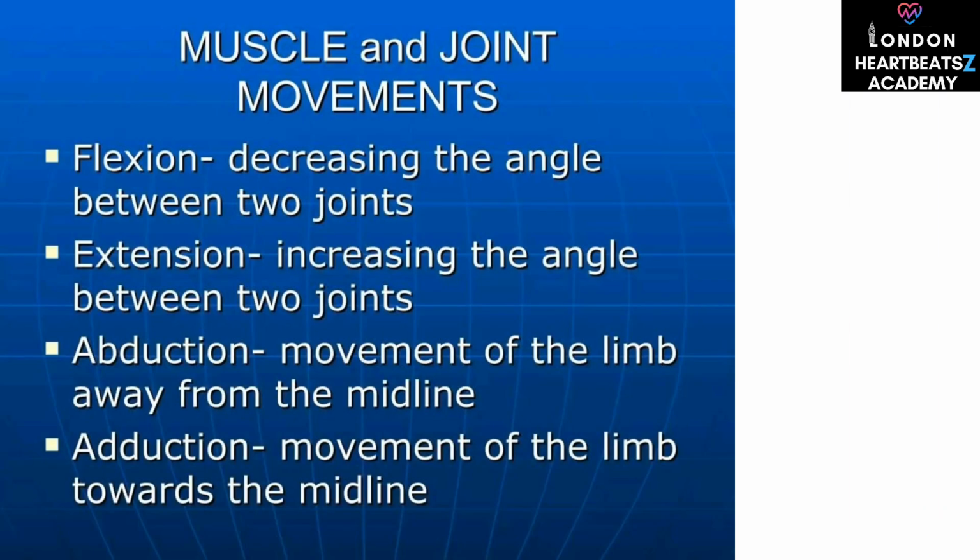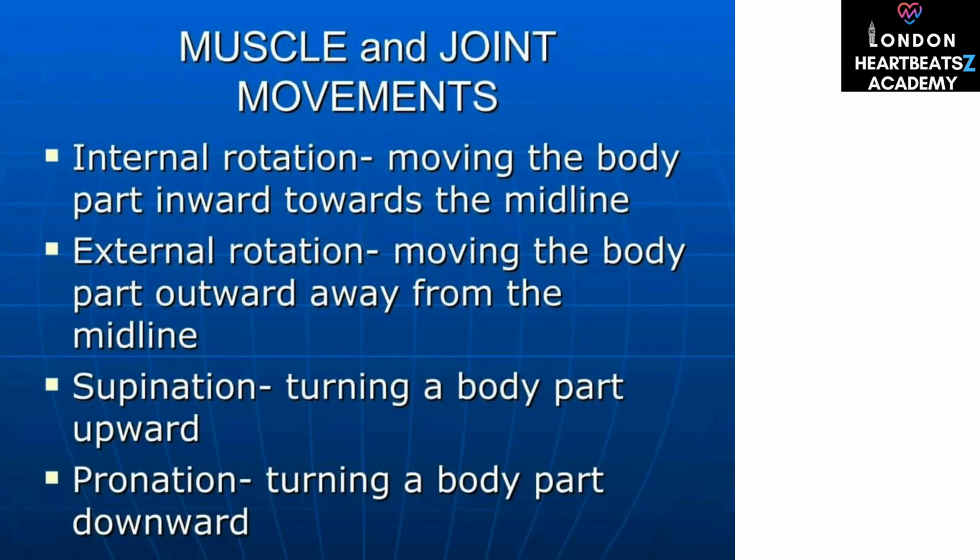Joint movements include flexion, which decreases the angle between two joints, and extension, which increases the angle. Abduction moves a limb away from the midline, while adduction moves it toward the midline. Additional movements include rotation, moving a bone around its own axis, and circumduction, creating a cone-shaped movement of a limb.